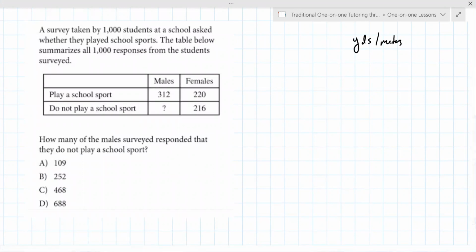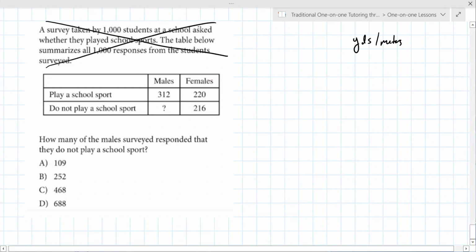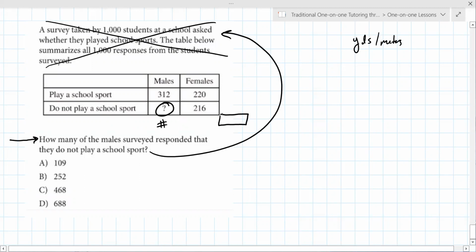Cool. Okay, so never read the top part. Go right to the question. How many of the males surveyed responded that they do not play a school sport? So that's the question mark. They're like, what number goes in there? And that's when maybe you go back and read this beginning part. So notice they do not give you the total. What is the total in this problem? Of all the students? 1,000, yeah.